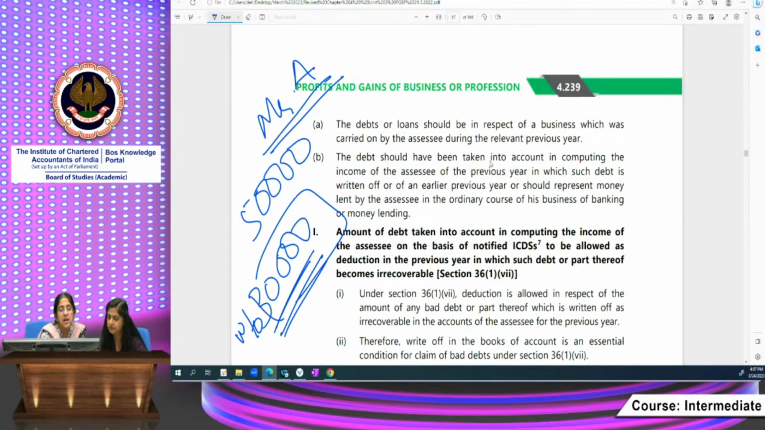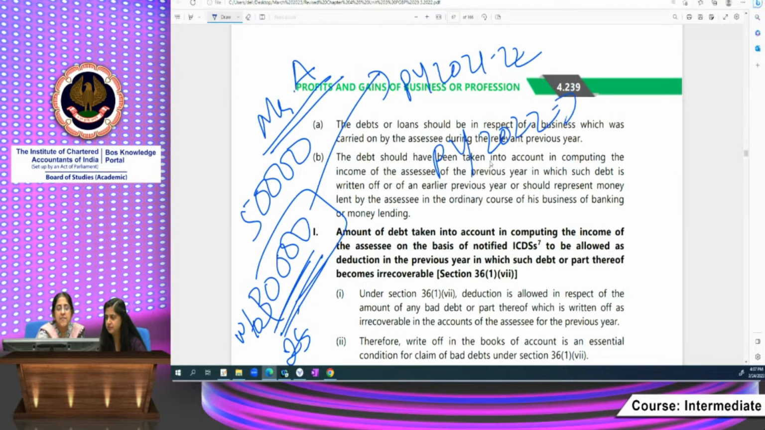Now I've recovered next year. This was last year, let us say previous year 21-22. Now previous year 22-23, I recover 25,000. Now, how much will be taxable? I've recovered some money from Mr. A for 25,000. How much will be taxable? That's what we are into.